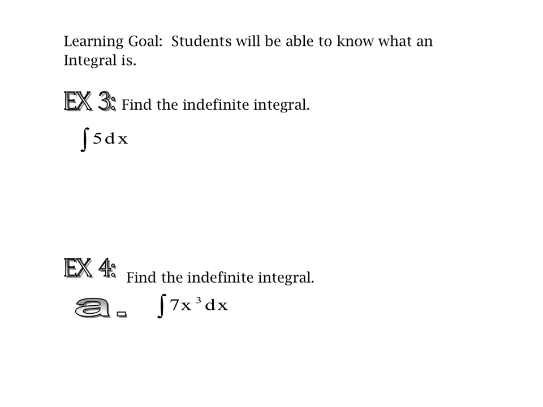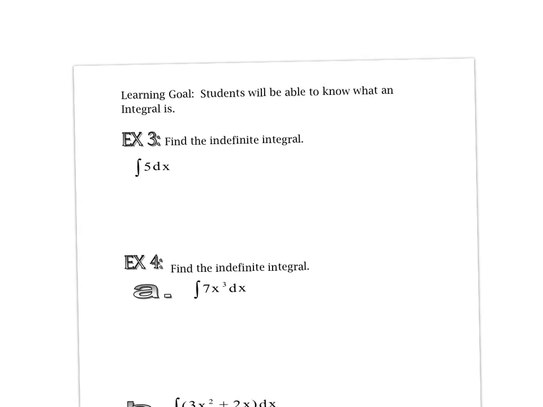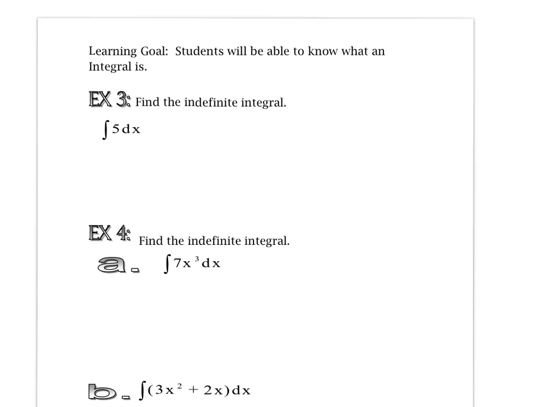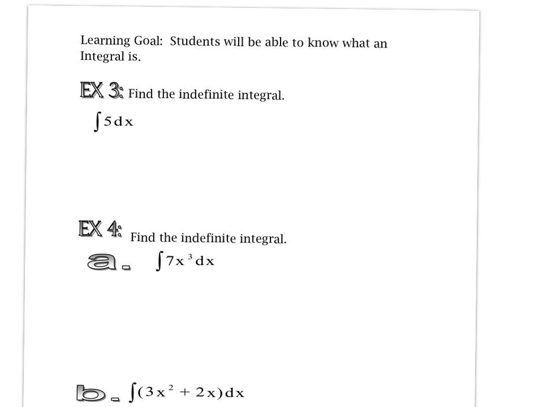Okay, a couple more here. I think you're getting the hang of this. I'm going to say that example 3 and 4 I'm pretty sure you could do on your own, so I'm going to let you guys go ahead and give those a try. Again, pause the video, and then I'll put the correct answers up there after you're done. Okay, well 5 would become 5x, plus some constant of course. 7x cubed would become 7x to the 4th, where we now divide by 4. So we have 7x to the 4th over 4 plus c.